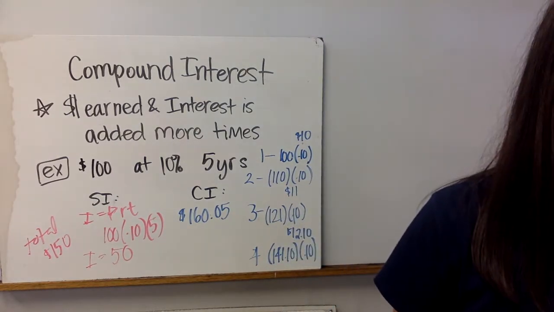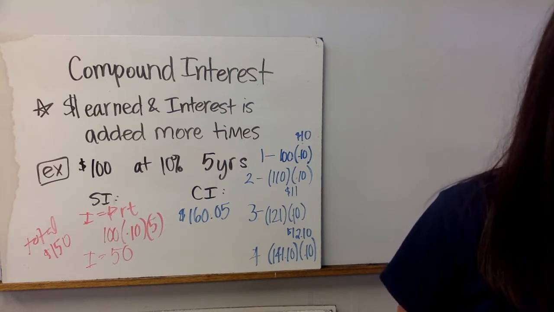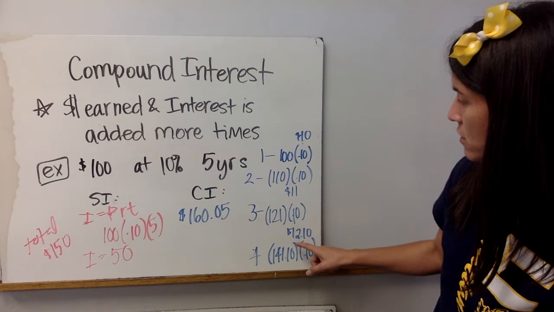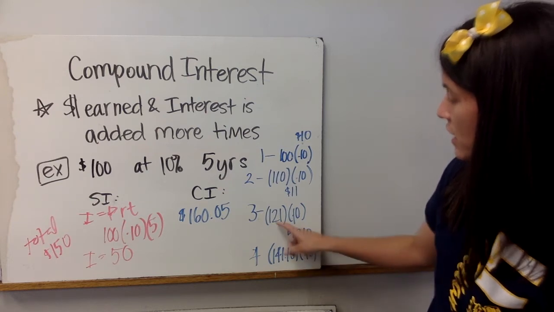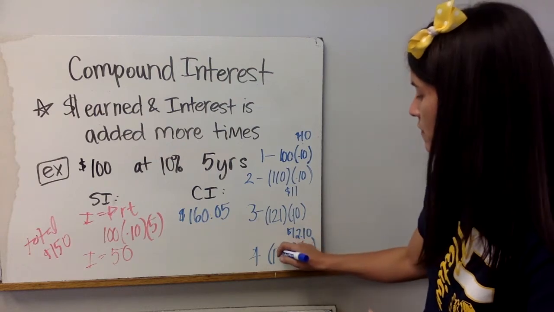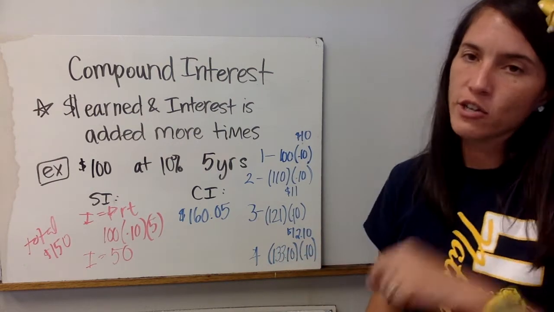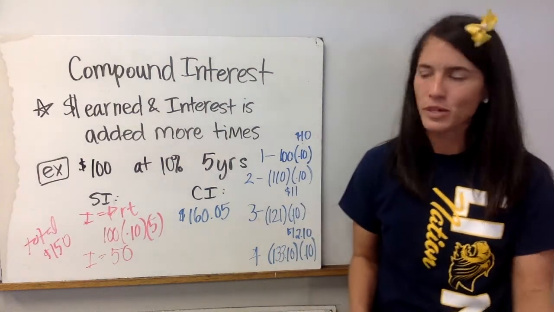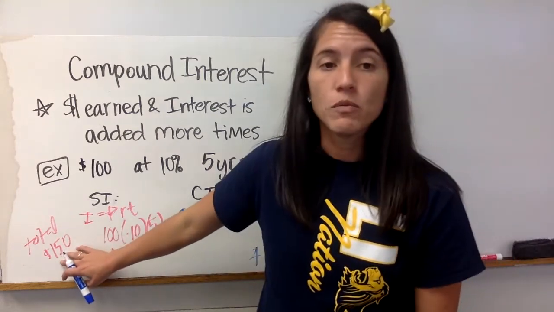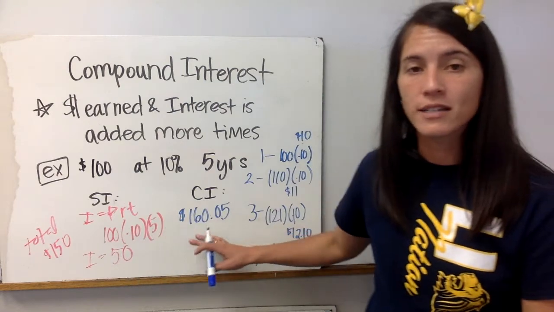And so, actually, really, this should be 133. Change that. Sorry, I skipped a year. The last one was 140. So compound interest is going to give you more than simple interest because it's compounding more.